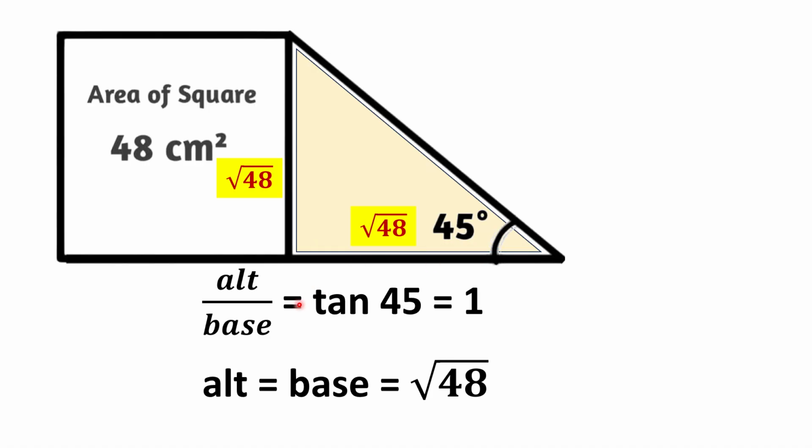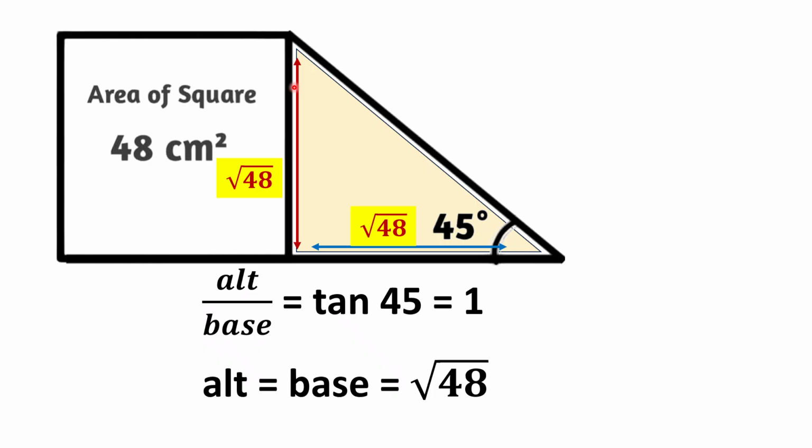So altitude by base is tan 45, that is 1. The value of tan 45 is 1, so altitude is equal to base. Altitude is root 48, because we calculated it from the square, so the base is also root 48.